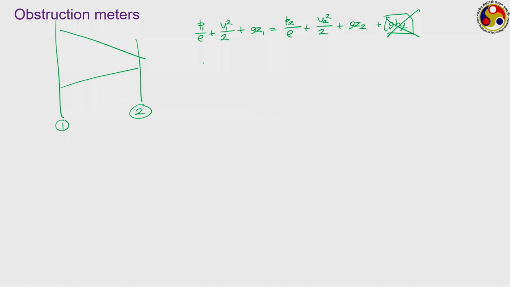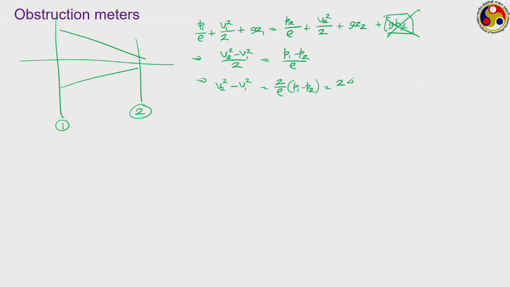In this particular situation, if there is no change in elevation, that is z1 and z2 are equal to each other, then what we have is (V2 square minus V1 square) upon 2 is equal to (P1 minus P2) upon rho. That is, V2 square minus V1 square is equal to 2 upon rho into (P1 minus P2), or 2 into delta P upon rho, where delta P refers to the change in pressure between these two cross sections.